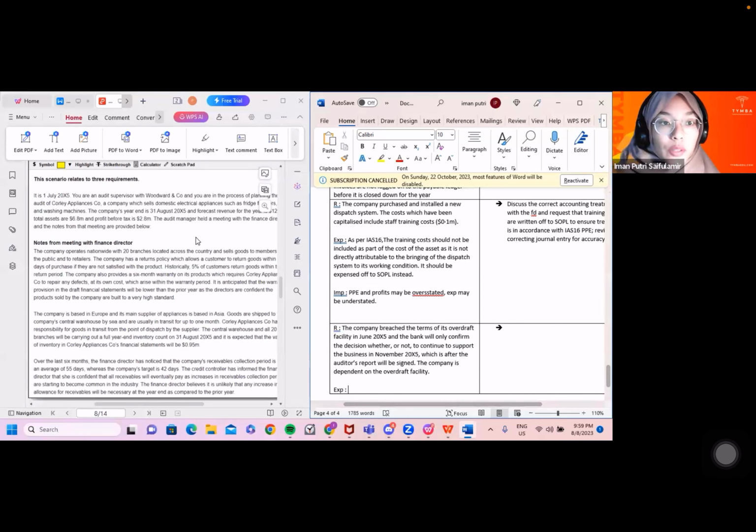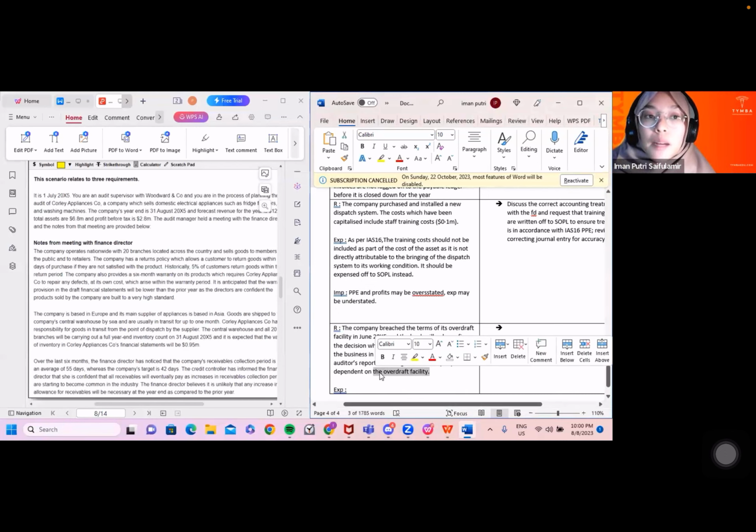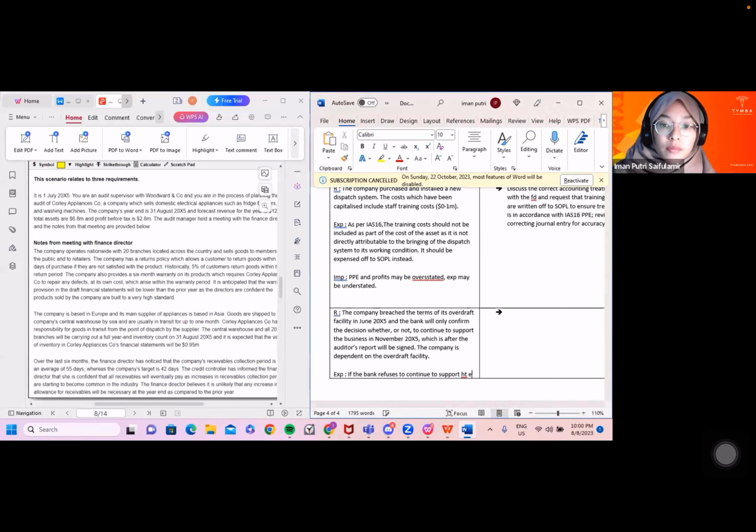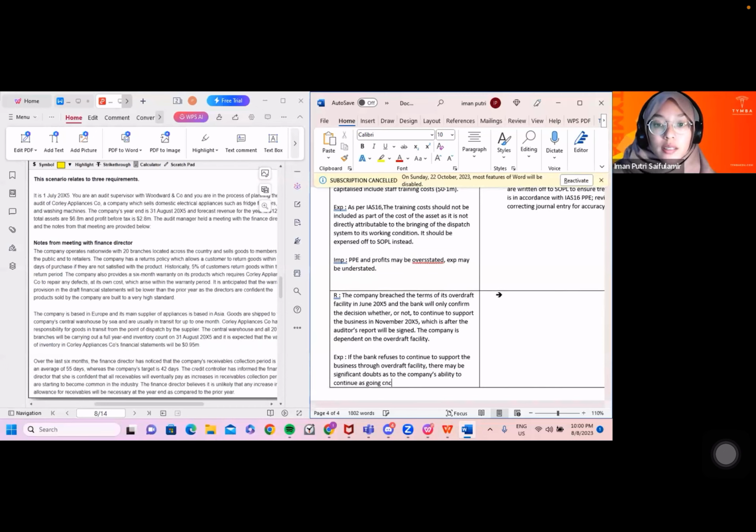Okay. So on the auditor's approach, we will do a going concern testing. When they talk about the overdraft here, this is actually an indicator that the company may have uncertainties on their status as a going concern. If the bank refuses to continue to support the business through the overdraft facility, there may be significant doubts as to the company's ability to continue as going concern.